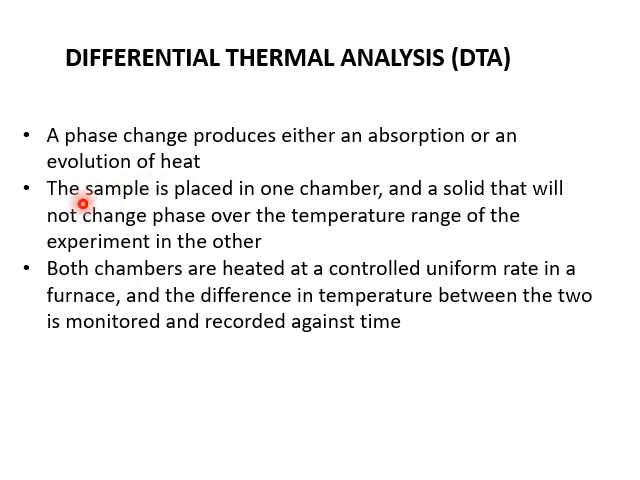So what is done in DTA? In DTA, the sample is placed in one chamber and a solid that will not change phase over the temperature range of the experiment is placed in the other. We take two chambers and put the standard in one chamber. The standard will not change phase when heated, while our sample will change phase and is put in another chamber. Both chambers are heated at a controlled uniform rate, that's the increasing of temperature at a uniform rate. It is heated in a furnace, and the difference in temperature between the two is monitored.